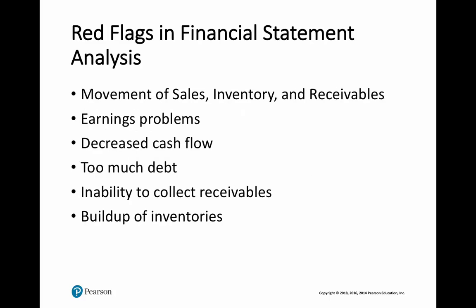So some of the red flags in the financial statement analysis: movement of sales, inventory, and accounts receivable. Again, if we see the ratios are off, if we see sales increasing, but the inventory turnover is down and the receivable turnovers are down, those are things you don't want to see. Yes, we're selling more, but it's causing us to not turn into cash quicker. Other red flags are decreased cash flow, earnings problems, too much debt, inability to collect receivables, or build up of inventory.